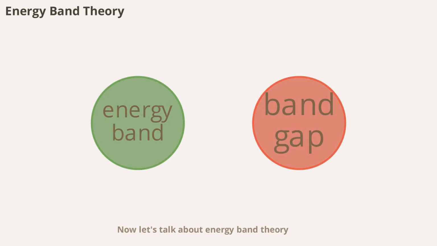Now let's talk about energy band theory, a concept that explains why materials behave as conductors, insulators, or semiconductors. In solids, electrons occupy specific energy levels grouped into bands. The two most important are the valence band, where electrons are bound to atoms, and the conduction band, where electrons are free to move. The gap between these bands, called the band gap, determines a material's electrical properties. Conductors have overlapping bands, insulators have wide gaps, and semiconductors have narrow gaps, allowing their conductivity to be manipulated.